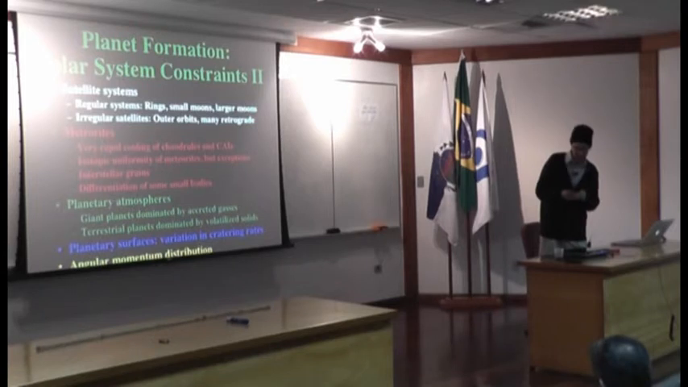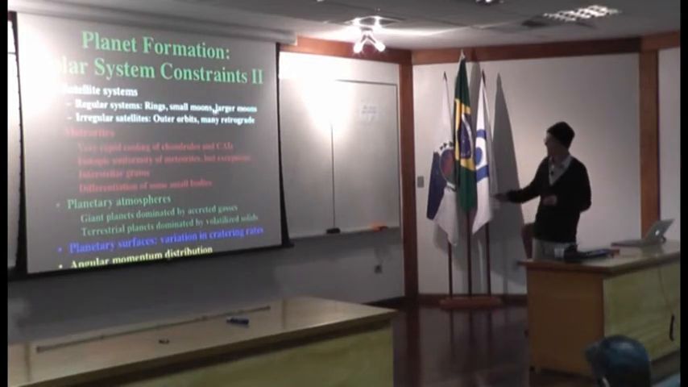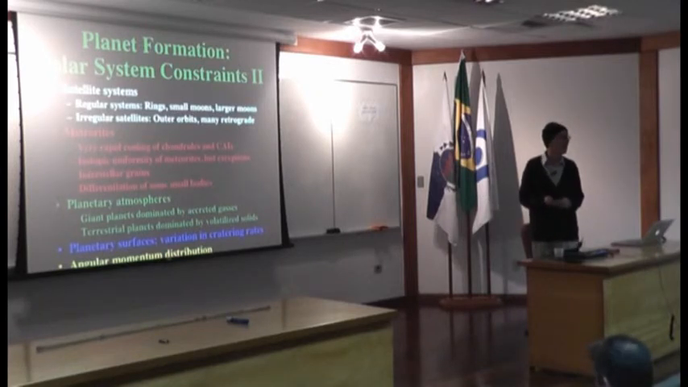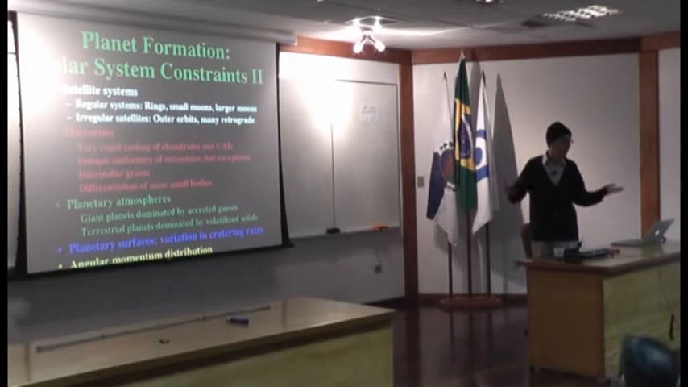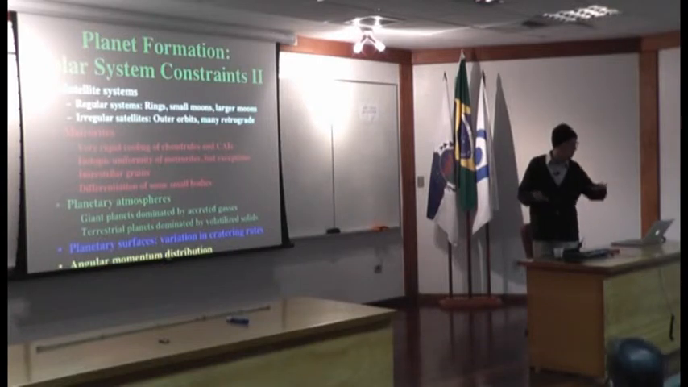The regular satellites seem to be formed in a nice calm disk. The irregular satellites seem to be captured objects from probably planetesimals in the circumsolar disk, the protoplanetary nebula.